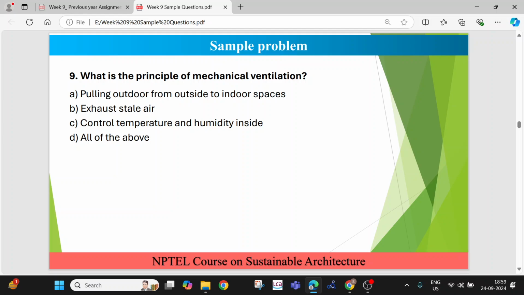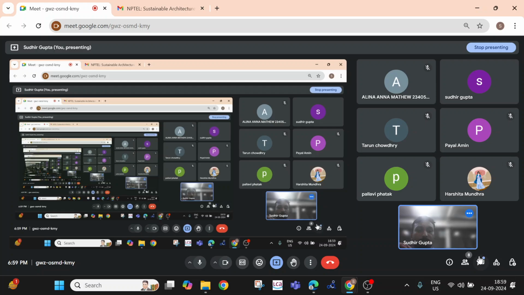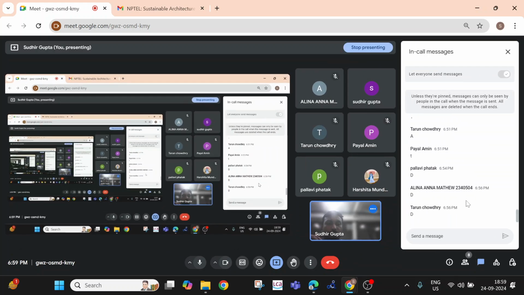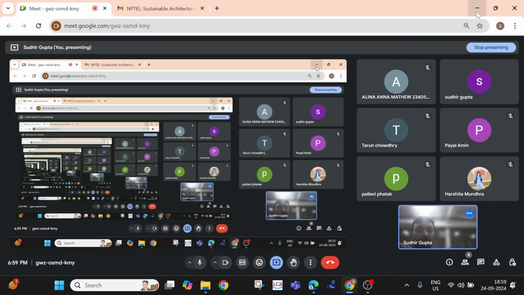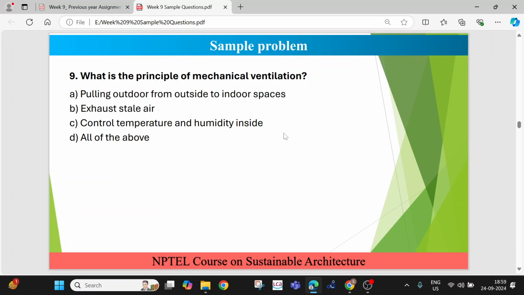Question number 9. Okay. So this 9 is fine. These all the three options, whatever is mentioned, are all the principles of mechanical ventilation, whether it is cooling outdoor air, or bringing outside air to indoor spaces, and exhausting stale air and controlling the temperature and humidity inside. So all of the above will be the right answer for this question.